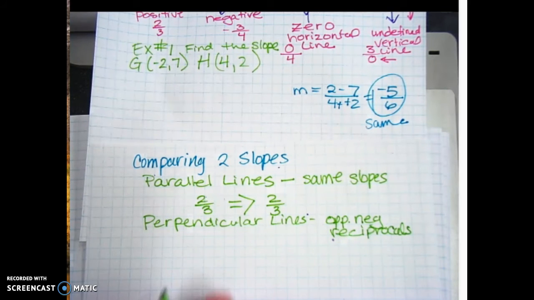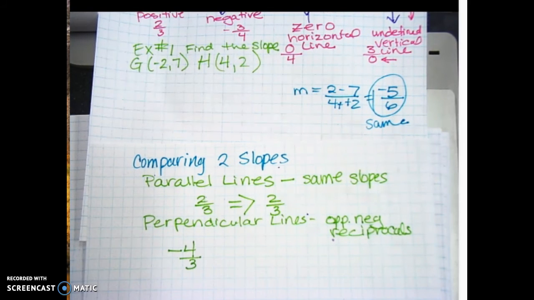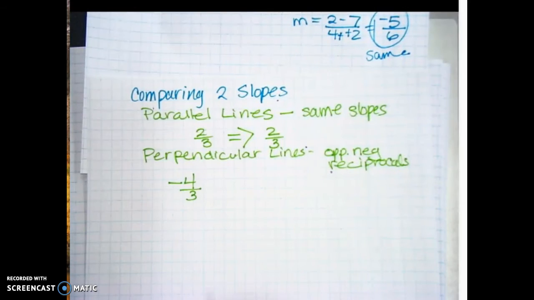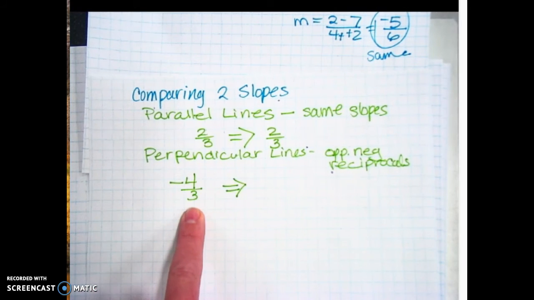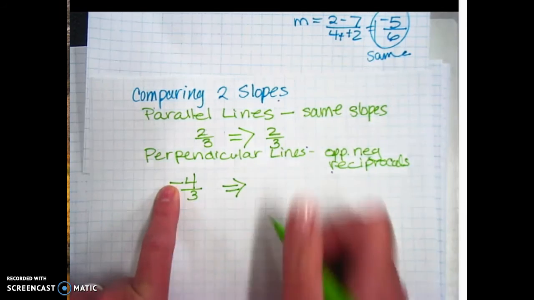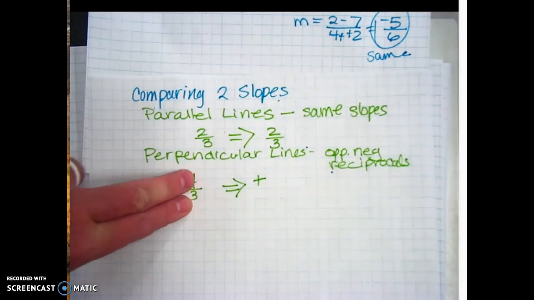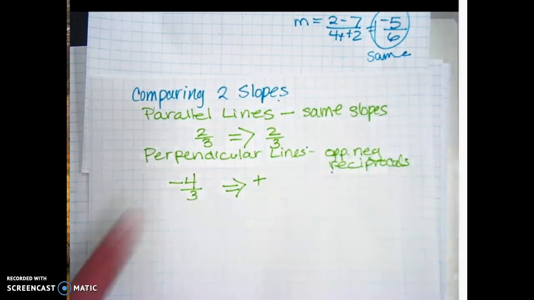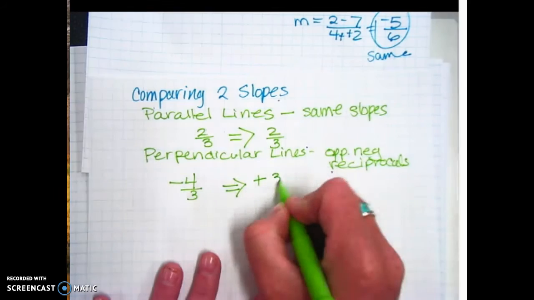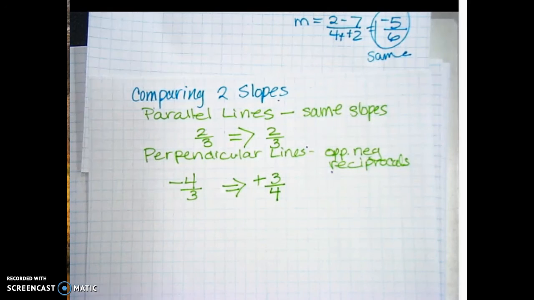So if the first line has a slope of negative 4/3, the second line has to have opposite sign. If this is negative, this one's going to be positive. And then reciprocal means to take that fraction and do what with it? Flip it over. So instead of 4/3, it's going to be 3/4. Okay?